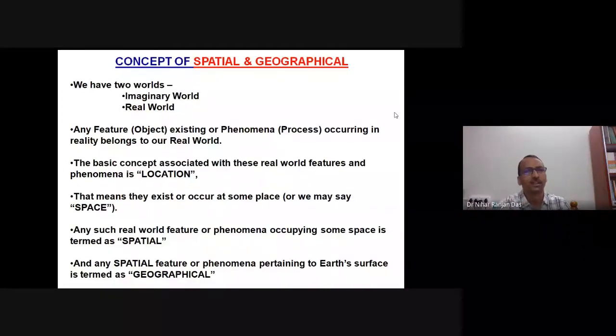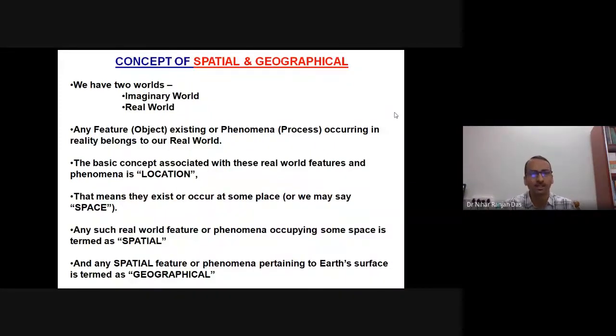And in fact, we have two worlds. One is the imaginary world, in which we can imagine anything, whatever you can imagine. And the other is the actual world in which we live, that is the real world. In this real world, whatever we see, feel, visualize, or encounter in our day-to-day life, all these things are real world objects and phenomena. So any feature or object existing, or any phenomena, process or event occurring in this reality belongs to our real world. And the basic concept associated with these real world features and phenomena is their location or position.